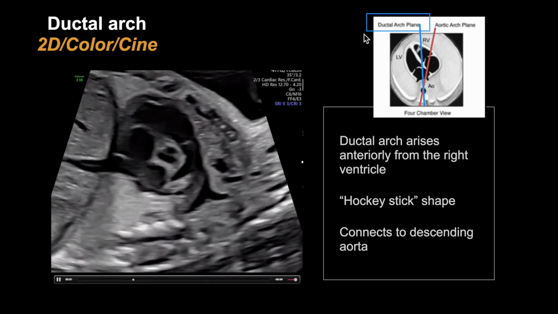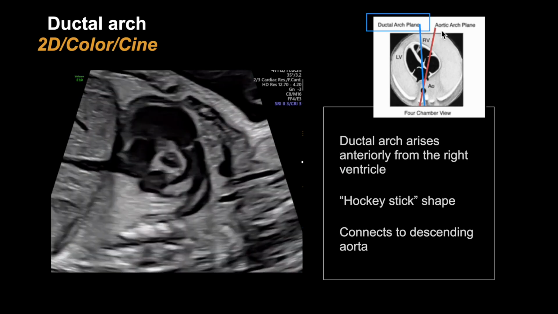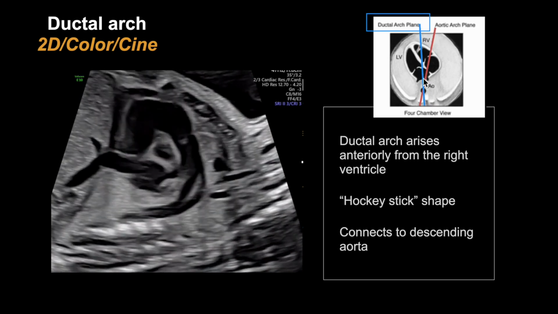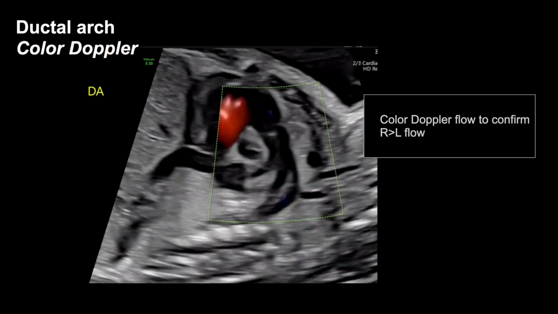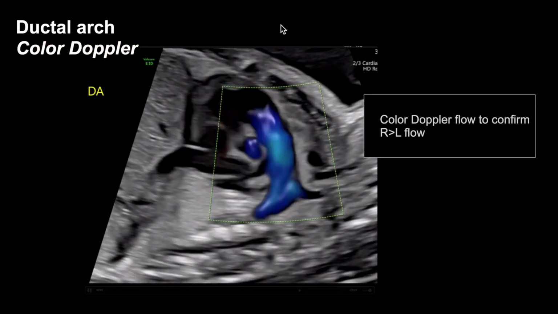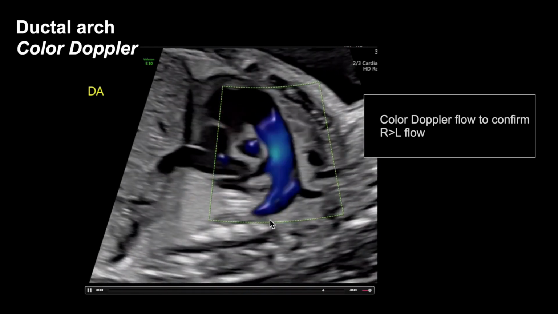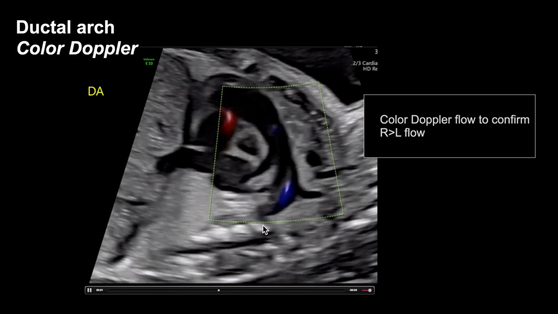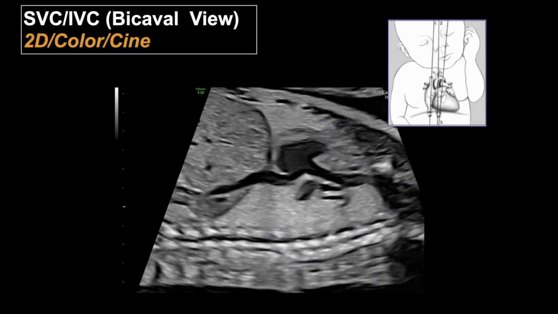And we can see that we're coming more on top of the heart. You can see the difference as you traverse through the 4-chamber view. It's a little bit more anterior than the aortic arch plane. And looking at the color flow, again, watching it go from the pulmonary artery all the way to the descending aorta, confirming that it's normal right to left flow.